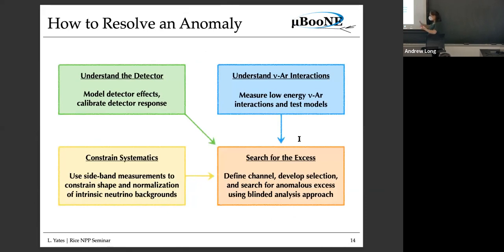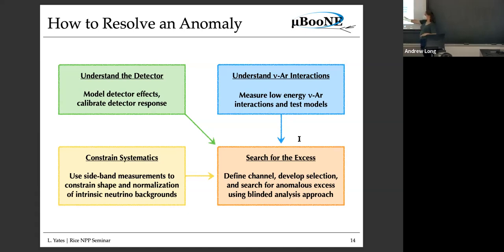Okay, so this is a little bit of a roadmap for how we set about addressing this MiniBooNE anomaly. I'm not going to talk about most of this in depth, but just to provide a framework: we did a lot of work to understand the detector, understanding and modeling detector effects, and also calibrating the detector response. We also did substantial work, and are continuing to do substantial work, in understanding neutrino-argon interactions at the GeV scale. This is a place where nuclear physics really matters and is not well understood. So this is something that we're measuring, testing against different models, tuning our models, etc. Those could each be seminars unto themselves easily. Sorry, I don't have time to do it all today.